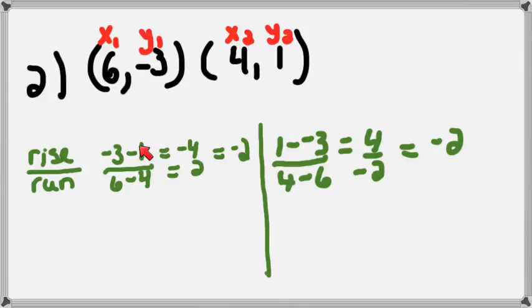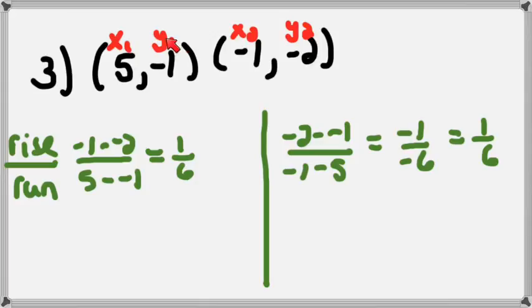Now if I switch around how I'm doing it and I do negative 1 minus negative 3, I get 4. And here I'm switching around the way I'm subtracting the x's, 4 minus 6, I get negative 2, and look, the answer is still negative 2 in the end.